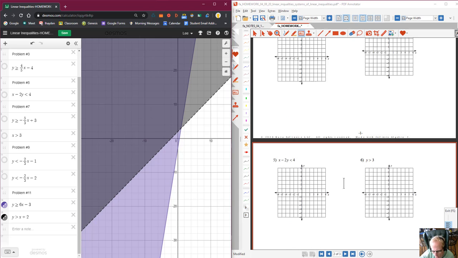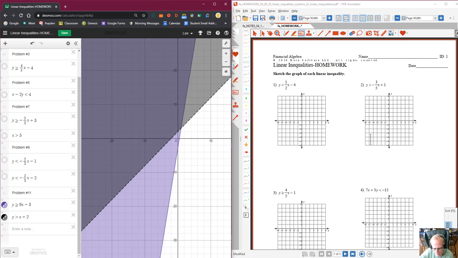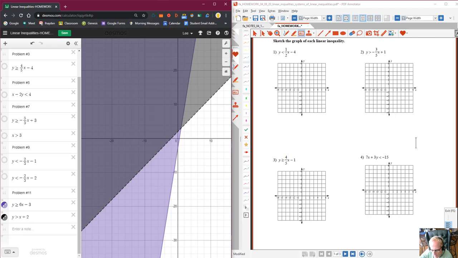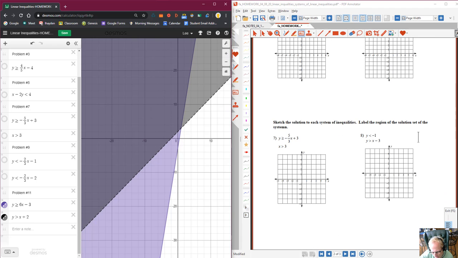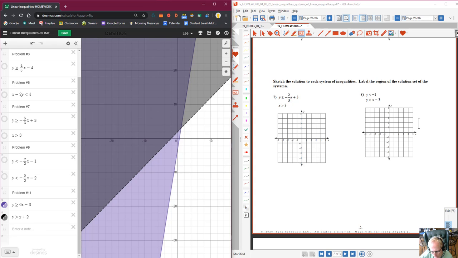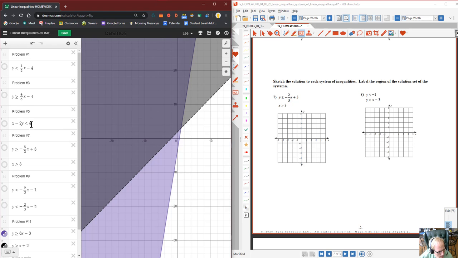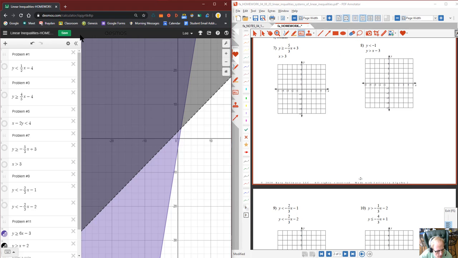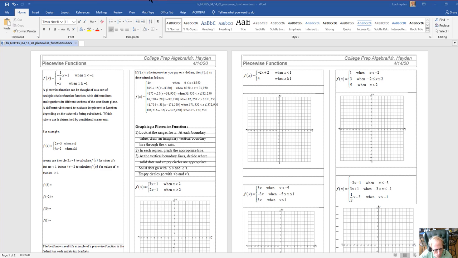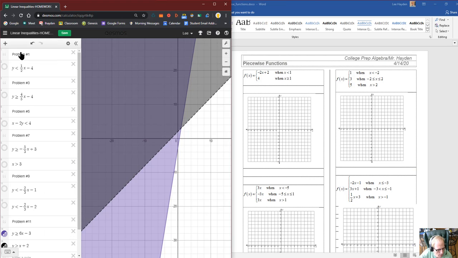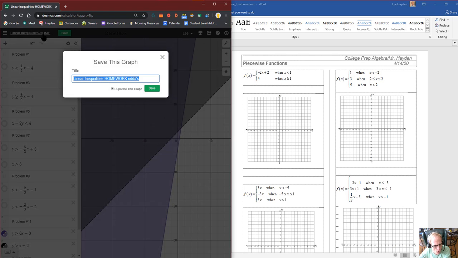Okay, so for homework tomorrow, I would like to have you do 2, 4, 6, 8, the even problems in this same section or the same document, except that I'd like you to do them in Desmos only. So what you want to do is sign into Desmos, and make sure you create a new project, and I would just call it linear inequalities, homework, and then even numbers. All right.